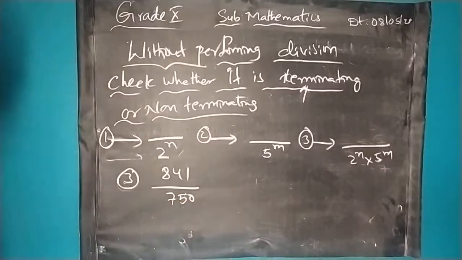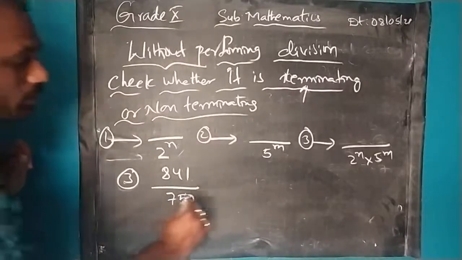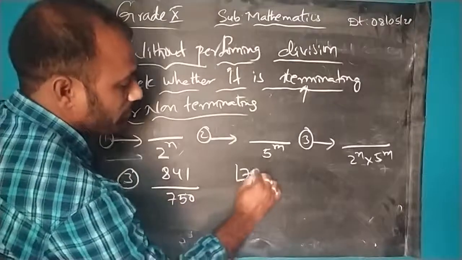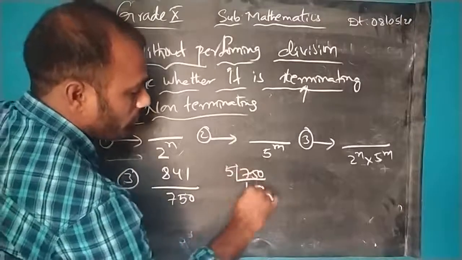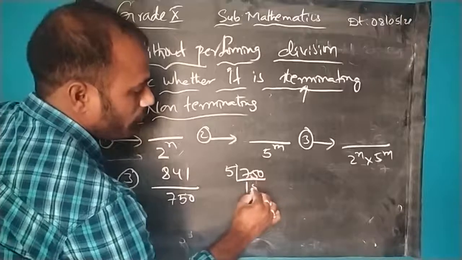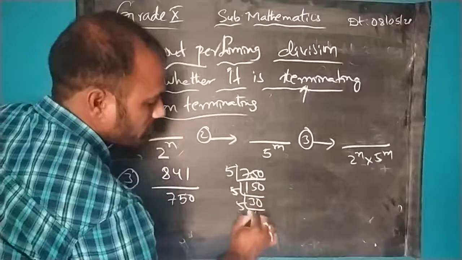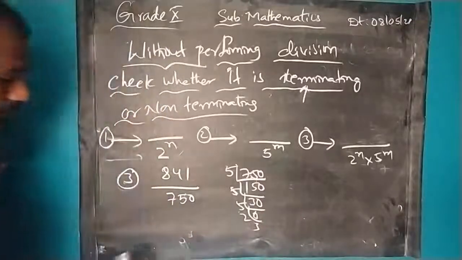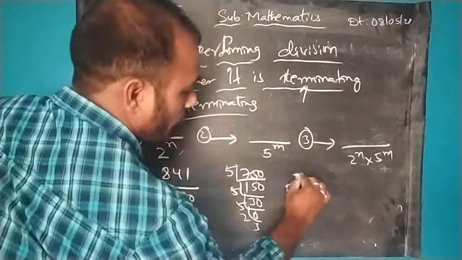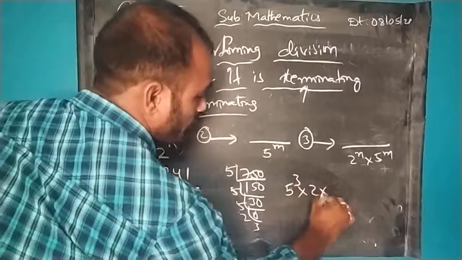750. Let me take it. 750. Now let me perform the LCM of 750. So 5 ones, 5 50s. So 5 30s, 5 6, 2 3s. So what is the combination here? 5 power 3, 2 into 3.